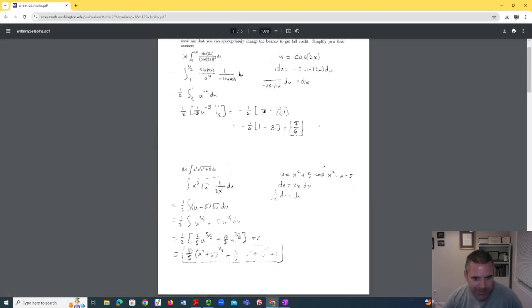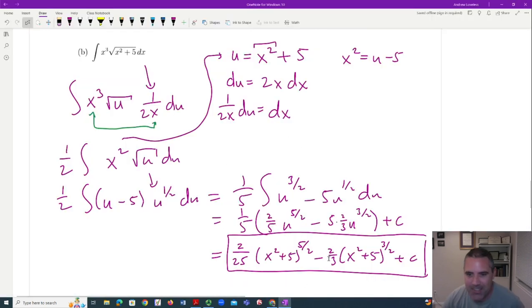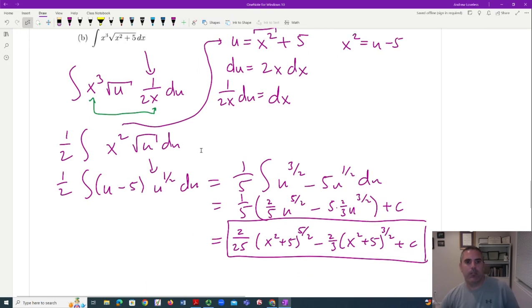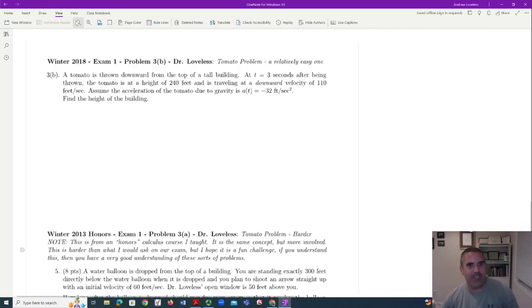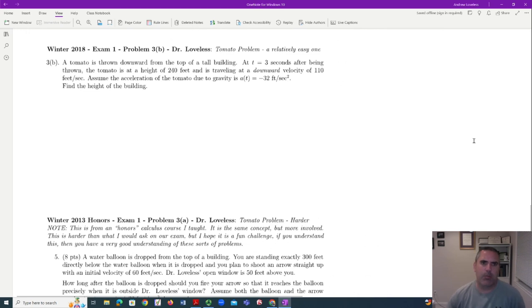Yes, it's a little fuzzy. 1/5 and we should clean that up. 2/3. So there you go. Oh, I forgot there's a few more. I was thinking I was done. Tomato problems.